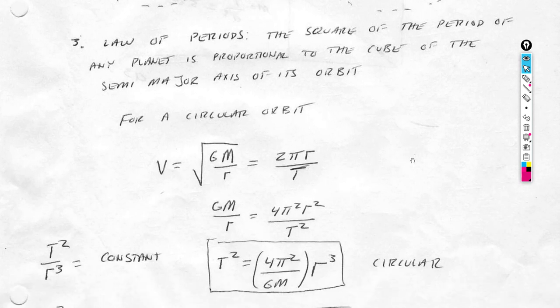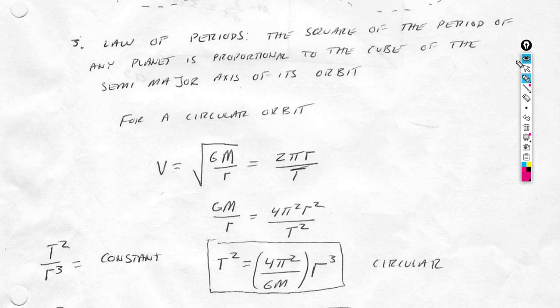Now the law of the periods, this one is interesting because the square of the period of any planet is proportional to the cube of the semi-major axis, which is equivalent to the radius in a circular orbit. So for a circular orbit, I'm just going to put it like this. We go back to our square root of GM over r.